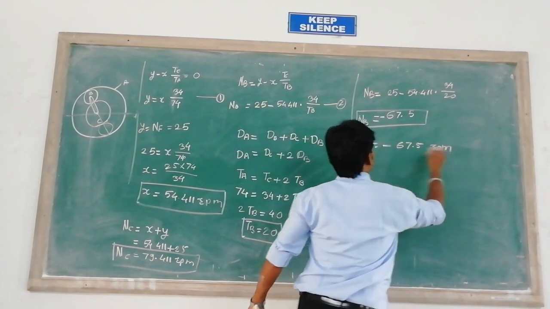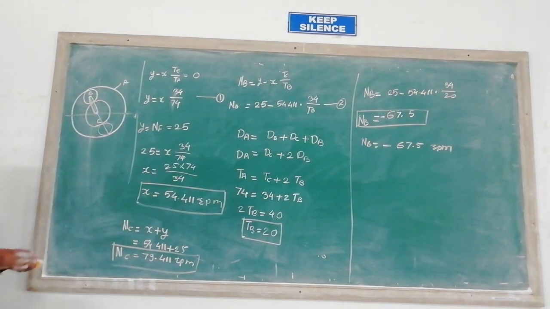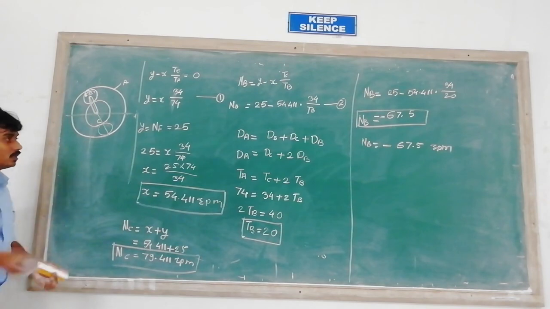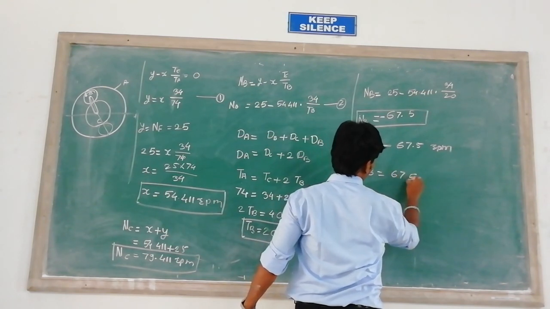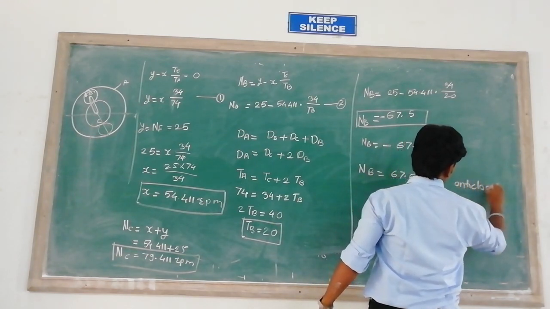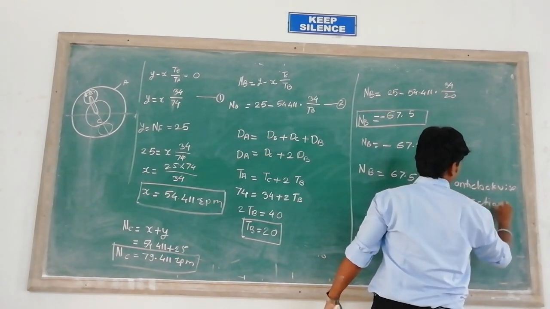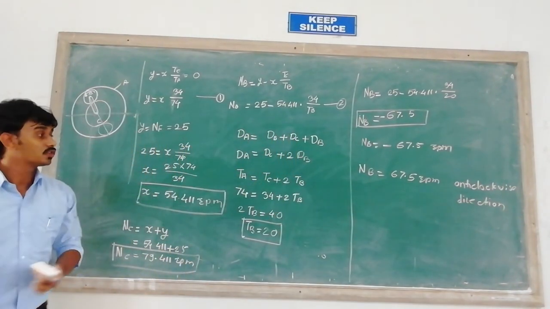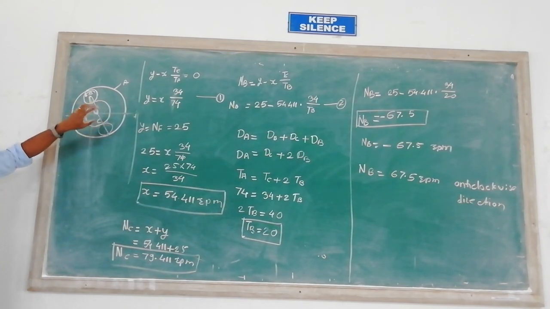What is the meaning of this minus sign? The meaning of this minus sign is that the gear B will rotate in an anti-clockwise direction. Gear B will rotate in an anti-clockwise direction, NB is equal to 67.5 RPM. Here we can write anti-clockwise direction. Okay, this is the speed of the gear. So, attention here. We can conclude this numerical. If this arm F is rotated in a clockwise direction with 25 RPM.